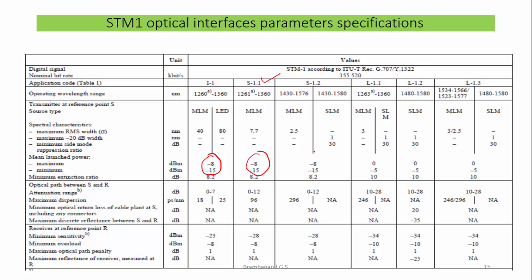And similarly, for example, if it is L1.1, my output power should vary from 0 dBm to minus 5 dBm. If it is used for the same wavelength of 1310, the long haul STM1 and 1310, then as can be seen from this diagram, the power has to be in the range from 0 dBm to minus 5 dBm.